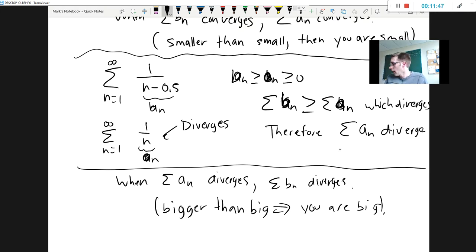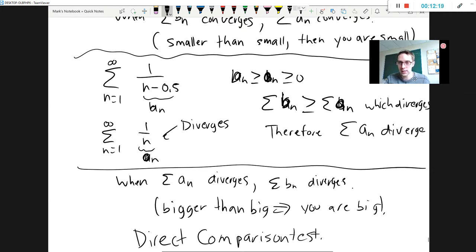All right, and so that is what's known as the direct comparison test. If we can take a series that looks complicated and find a way of comparing it to a related series that we already know the answer, that we know that the other series converges or diverges, then we can often use that to test the convergence of the complicated series that we were interested in the first place. All right, so we're going to look at another comparison test called the limit comparison test in the next video.